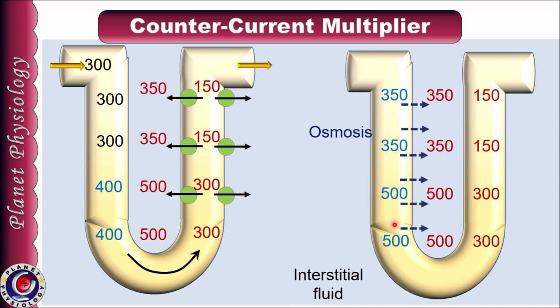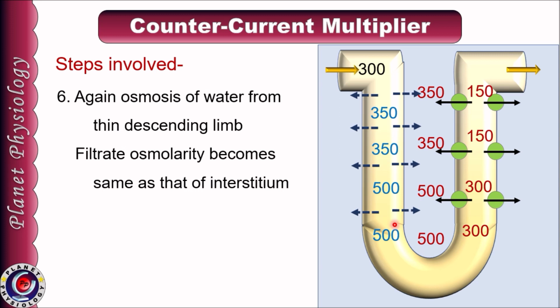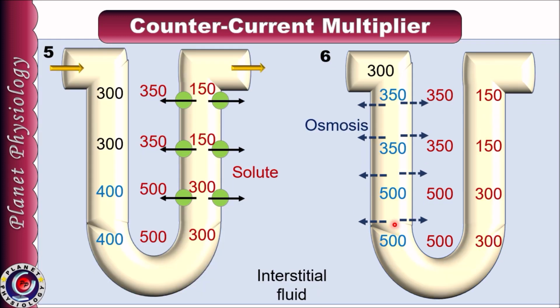So, the next step is osmosis of water from the descending limb of loop of Henle. As a result of this osmosis, again the filtrate in the descending limb gets concentrated. The same is shown in this panel again. This number 5 indicates that pumping of solutes from the ascending limb of loop of Henle into the interstitium has created the osmotic gradient, and in number 6, this osmotic gradient initiates osmosis and the filtrate again becomes concentrated in the descending limb.